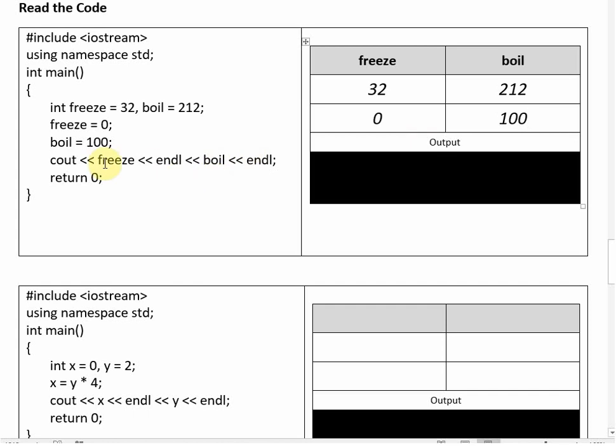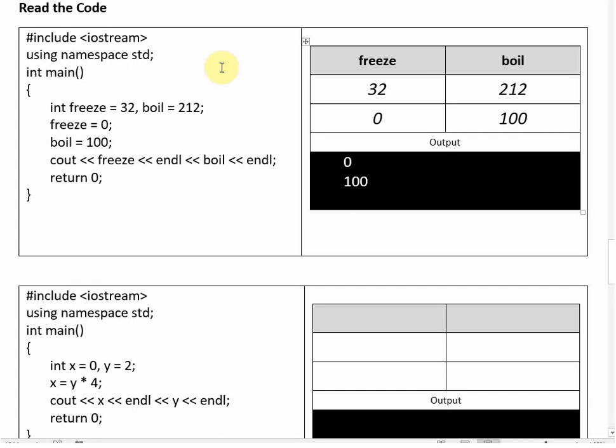Now, the next statement is a display statement. That's the cout. We're going to display the value of freeze, which is 0. Press enter, the value of boil, which is 100. And press enter. And this is what we will see in the actual program output if we ran this application.